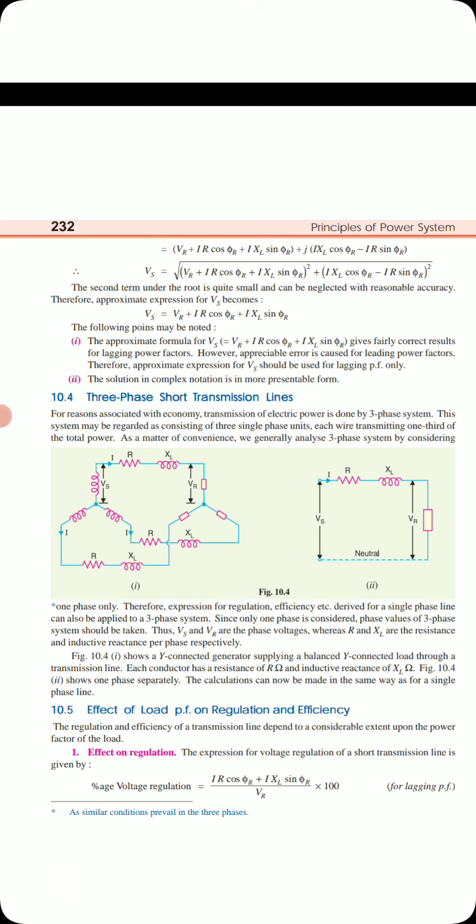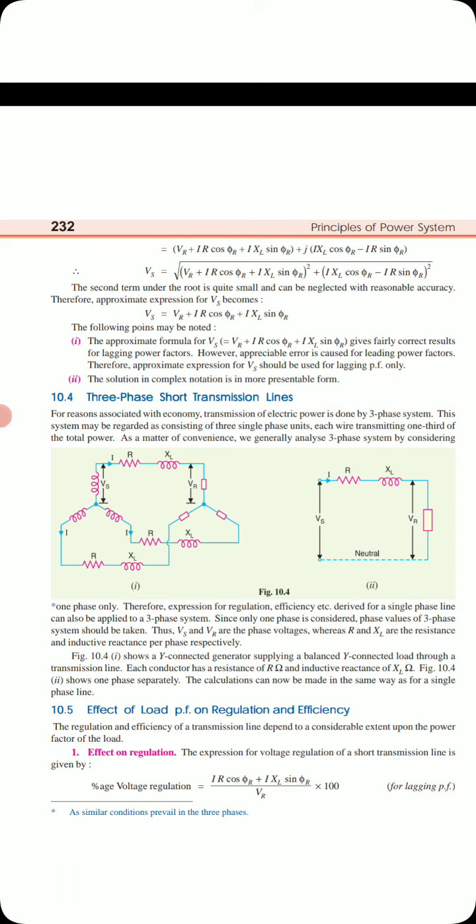Now, the three-phase short transmission line is the same as the single phase. Instead of single phase, we are using here three phases. Each phase has its own resistance and inductance. So you can see in figure 10.4 how a three-phase load is connected with the three-phase system.